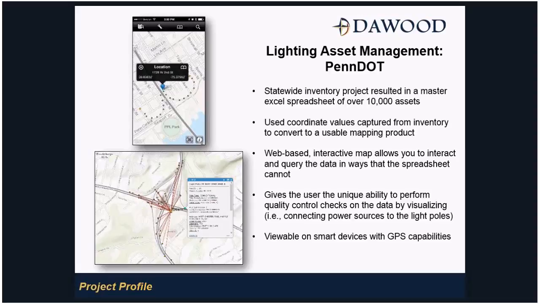The power source was just a field in the Excel spreadsheet, and when we created this relationship on a map, we were able to QA/QC their data and see where their power sources were inaccurate within the Excel database. And without that visual, they wouldn't have easily picked that up otherwise. This information is available through the web, through a secure website, but it's also available on smart devices with GPS capabilities. So maintenance crews can view this while they're in the field, and if they have to do maintenance on a certain light pole, they're able to identify the power supply right then and there.